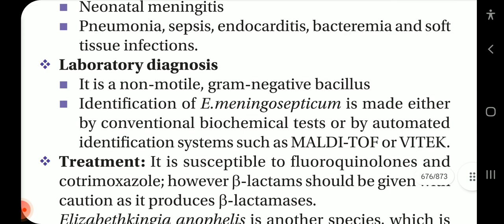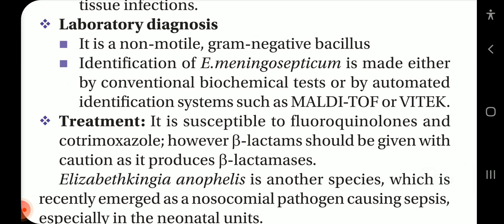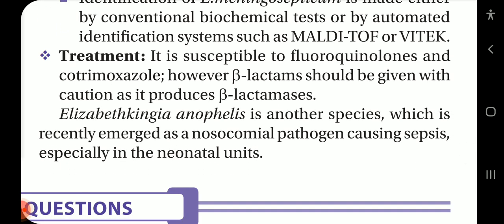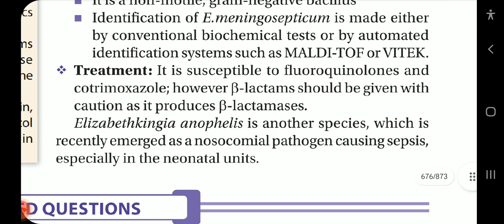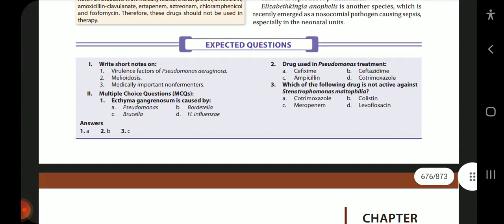Lab diagnosis: it is a non-motile gram-negative bacilli. Identification of E. meningoseptica is made by either conventional biochemical test or by automated identification system such as MALDI-TOF or Vitek. Treatment: it is susceptible to fluoroquinolones and cotrimoxazole. However, beta-lactams should be given with caution as it produces beta-lactamases. Now, Elizabethkingia anophelis is another species which has recently emerged as a nosocomial pathogen causing sepsis, especially in the neonatal units. Okay, so this completes the chapter.